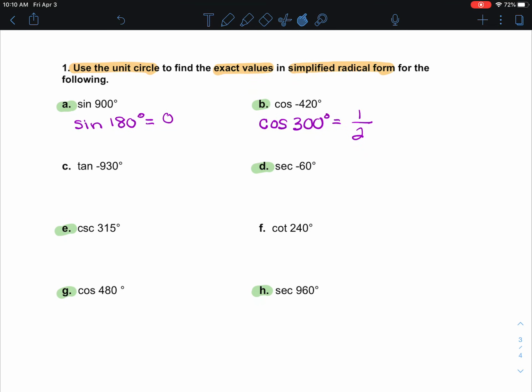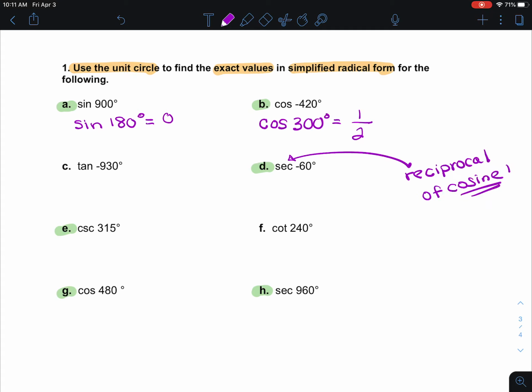Let's try one that's not sine and not cosine, but one that is the reciprocal. When you see this is a secant problem, you need to say to yourself, that's actually the reciprocal of cosine. Now, negative 60 is not an angle in the triangle that you can see right off the bat, so let's add 360 degrees to that so we know where we're looking at the circle. If you add 360 degrees to negative 60, that puts you at 300 degrees.